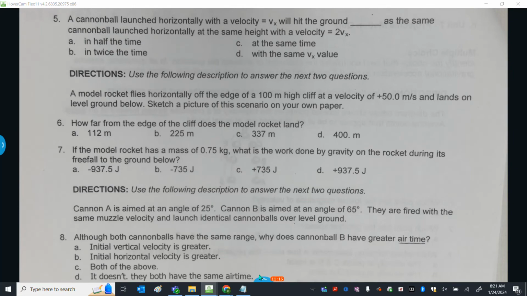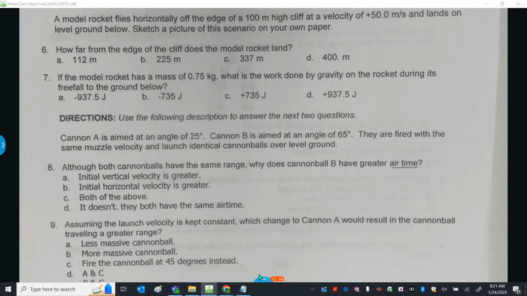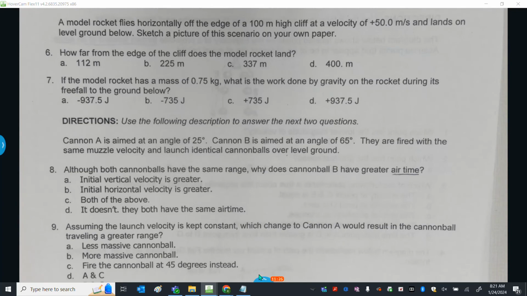Okay, before I go on, does anybody have a question about number 5? Okay. Number 6 and 7 both go with this scenario. It says, a model rocket flies horizontally off the edge of a 100-meter high cliff at a velocity of 50 meters per second and lands on level ground below. Sketch a picture of this scenario on your own paper.